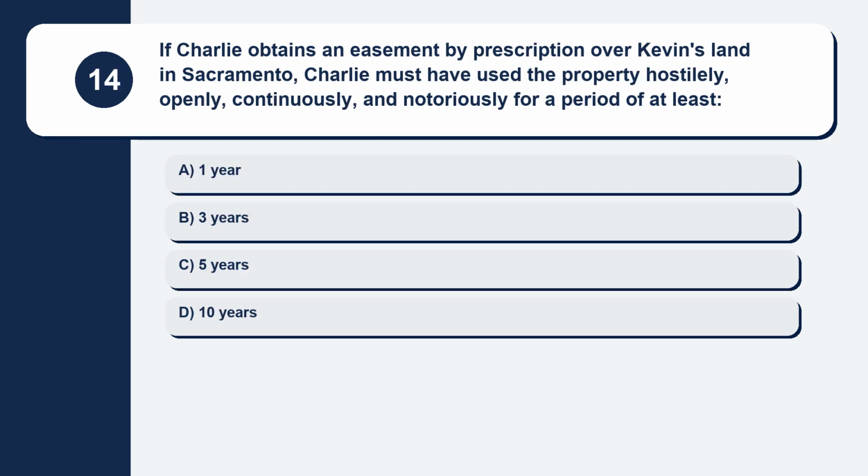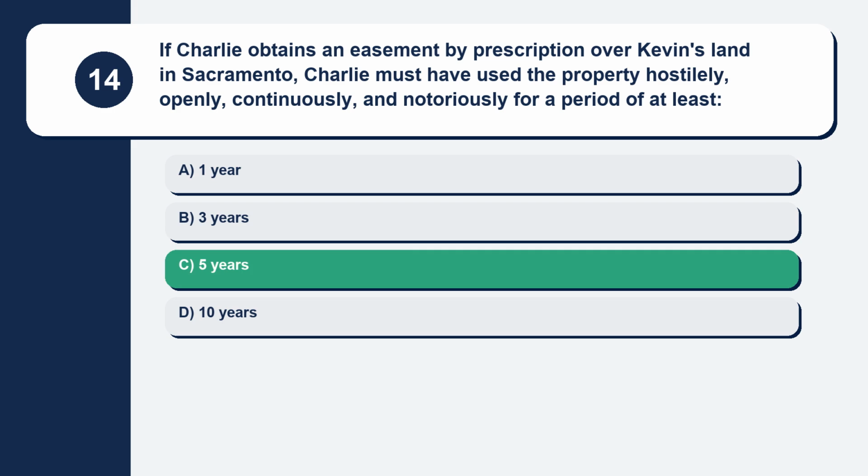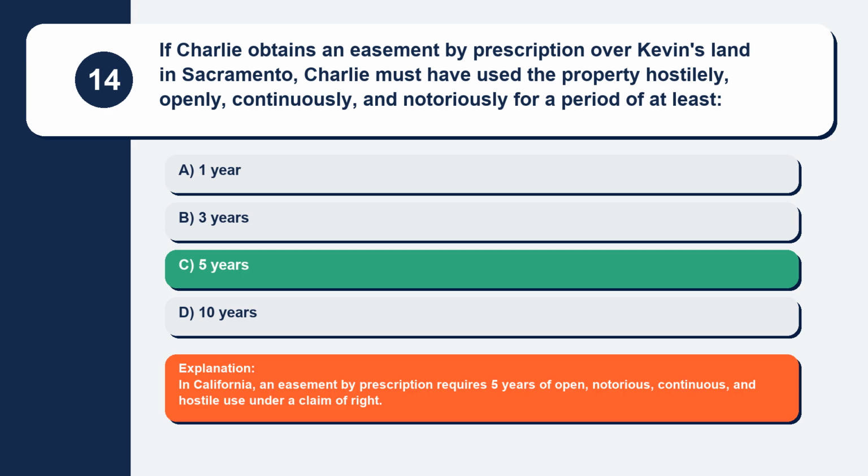Question 14. If Charlie obtains an easement by prescription over Kevin's land in Sacramento, Charlie must have used the property hostilely, openly, continuously, and notoriously for a period of at least. Here are your options. Option A, 1 year. Option B, 3 years. Option C, 5 years. Option D, 10 years. The correct answer is option C, 5 years. Explanation: in California, an easement by prescription requires 5 years of open, notorious, continuous, and hostile use under a claim of right.